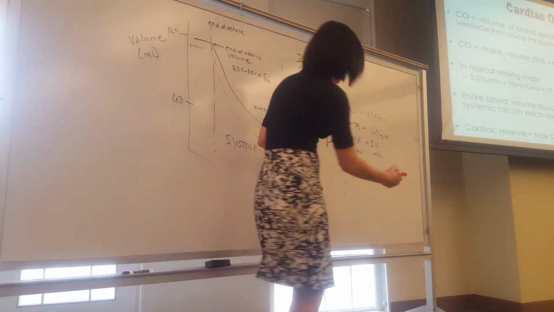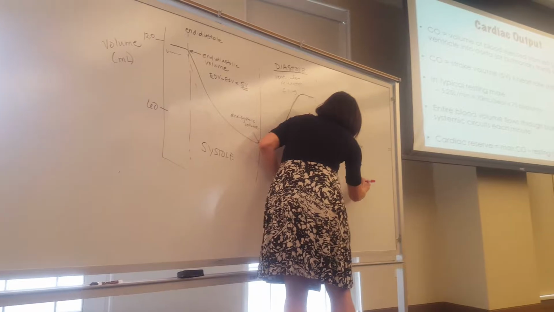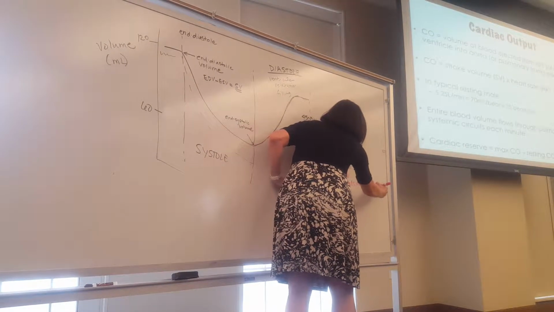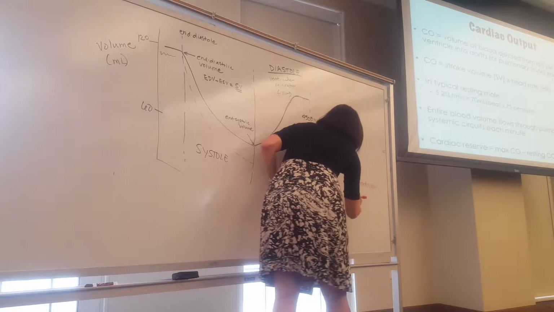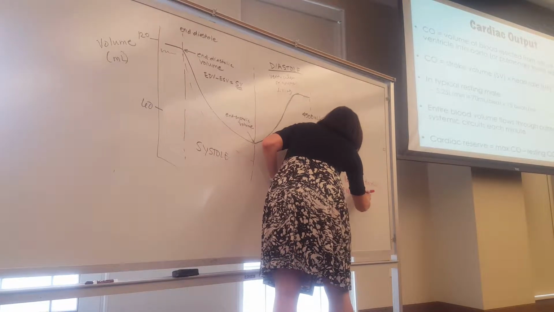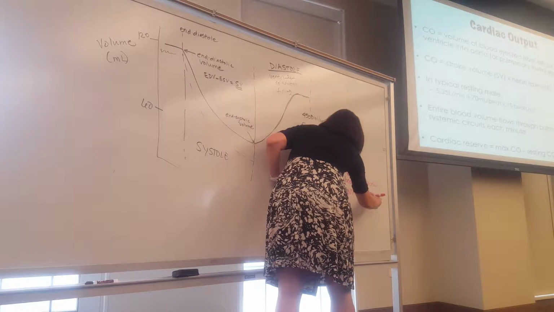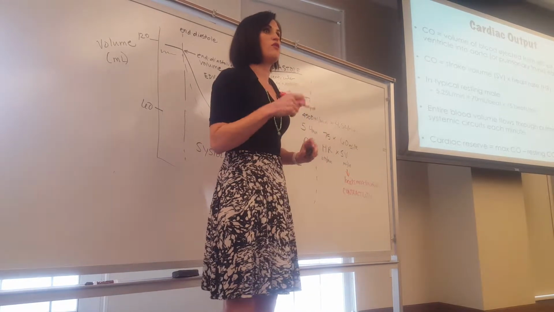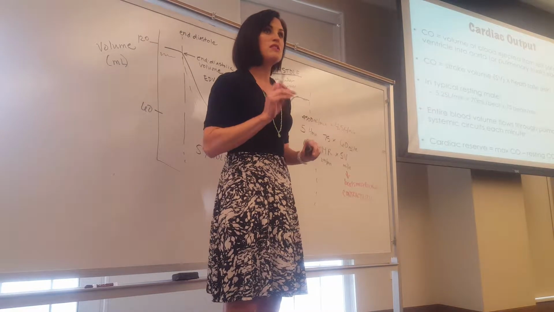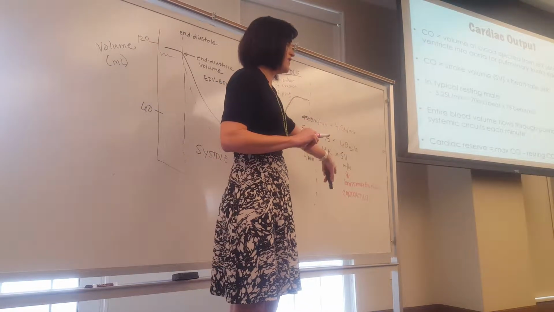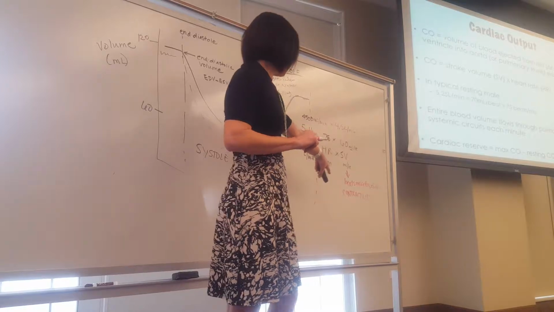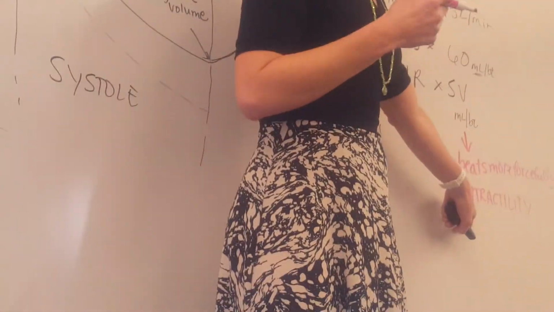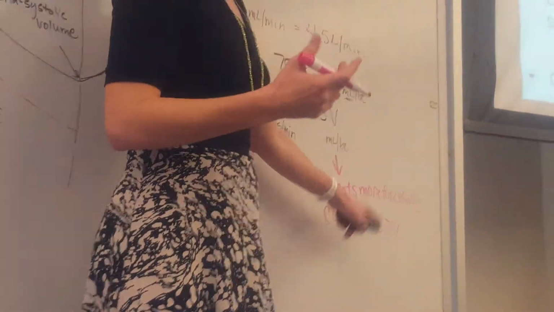So if the heart beats harder, beats more forcefully, that is called contractility. So no longer will we say you increase the force of contraction. What you will say is you increase contractility. Okay? So when the heart beats more forcefully, contractility goes up, stroke volume goes up.